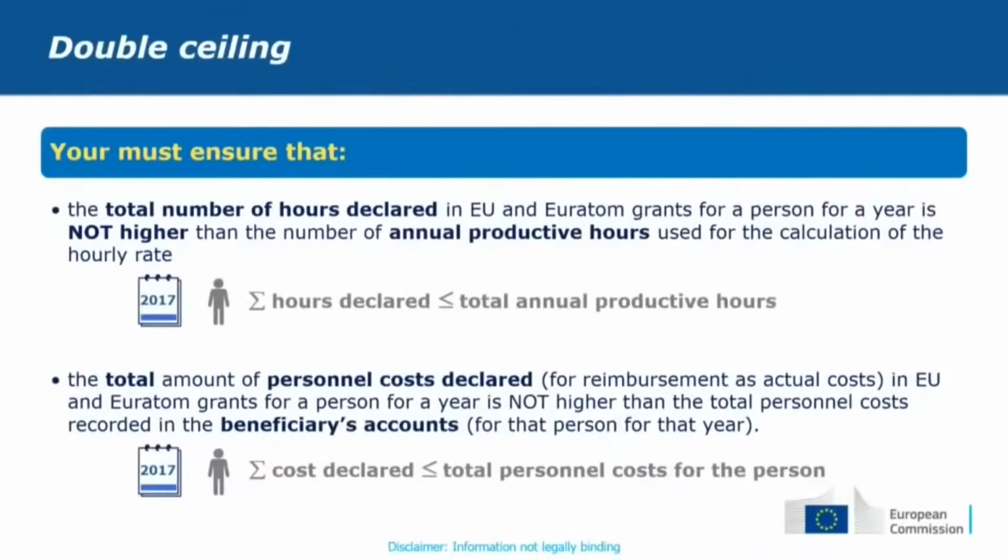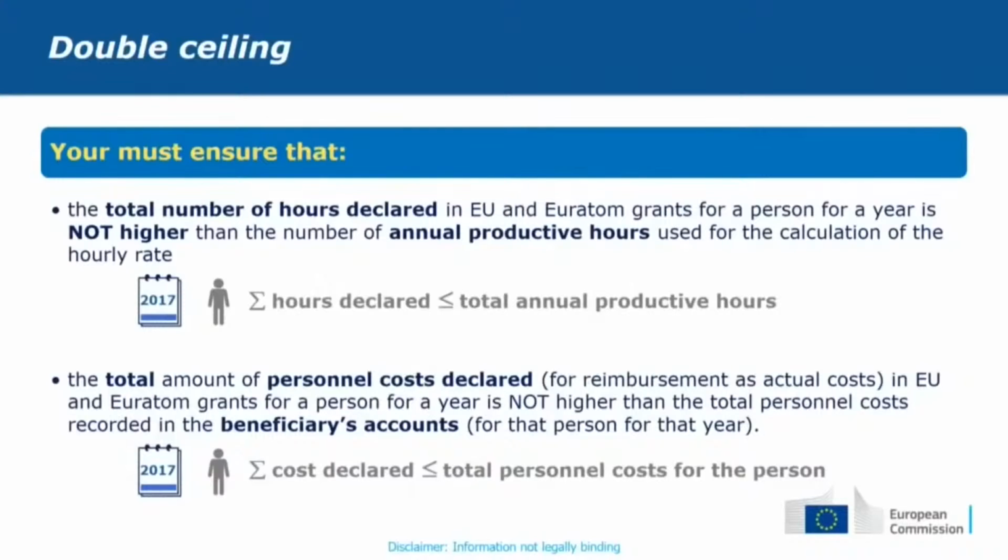Now, there are two ceilings that apply to your personal cost declarations. In reality, the two ceilings are based on the principle that the grant agreement, the grant itself, can never result in a profit for you. So we are covering costs, right? If you are making a profit, we are going beyond what has been your actual cost. That would not be possible. To ensure that we respect this general rule of not making any profit out of the grant, there is a double ceiling on your personal cost declaration.